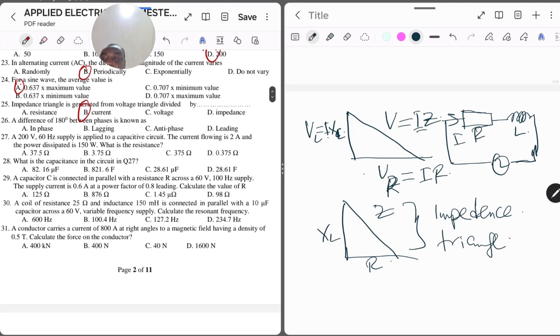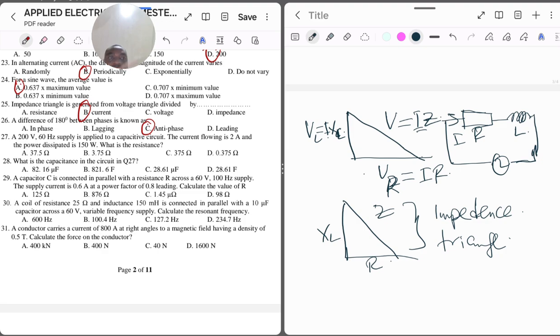A difference of 180 degrees between phases is known as antiphase. Yes, so we refer to this as antiphase. If you have two waves and the phase angle is 180 degrees, we refer to this as antiphase, right?